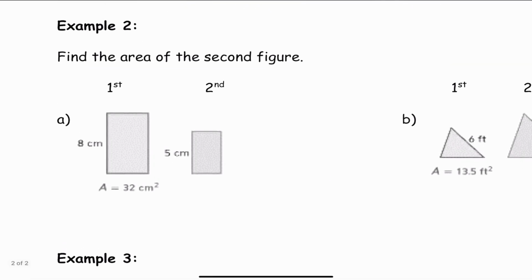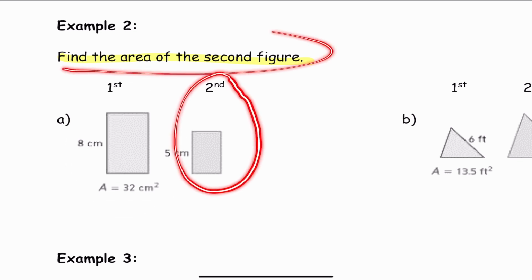All right, example 2. It says find the area of the second figure. Okay, so I have two figures here. I have the first figure and the second figure. We have 8 centimeters, we have 5 centimeters, and then this is the area of the first figure. It's 32 centimeters squared, and then the second figure is what I'm trying to find.